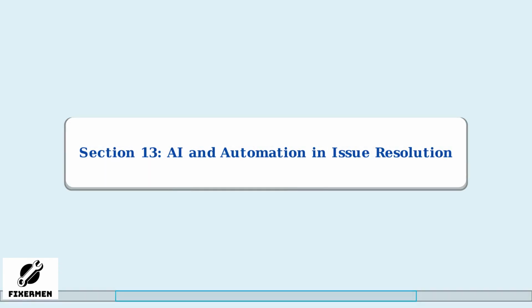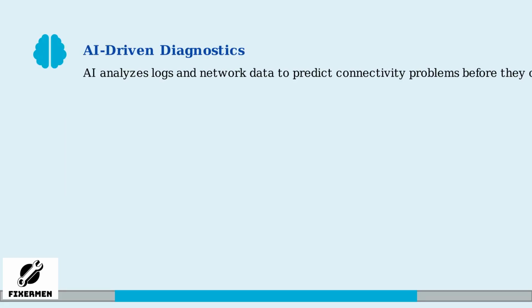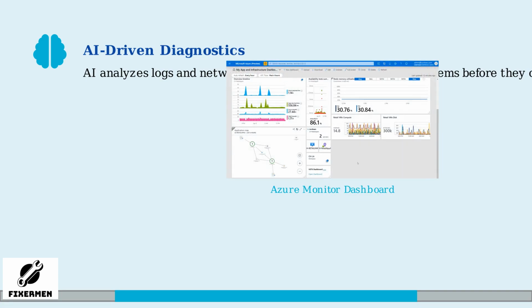Predictive analytics and tools like Azure Monitor are revolutionizing how we handle Exchange connectivity issues. AI-driven diagnostics use machine learning to analyze error logs, network traces, and user inputs in real time, predicting potential issues before they escalate. Tools like Azure Monitor provide dashboards that visualize server performance, flagging anomalies such as high latency or failed requests.